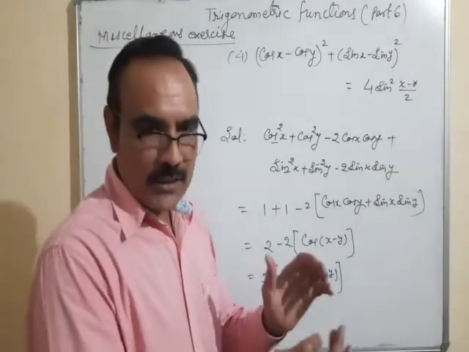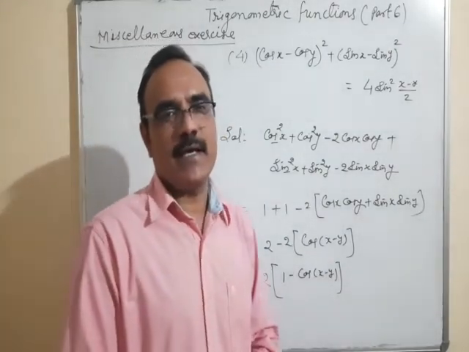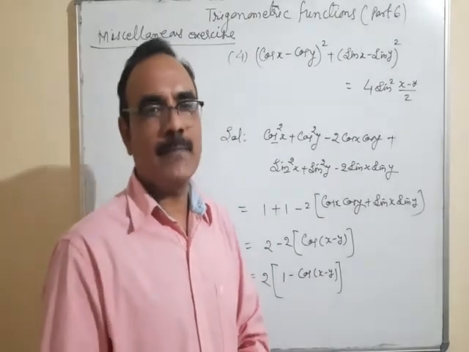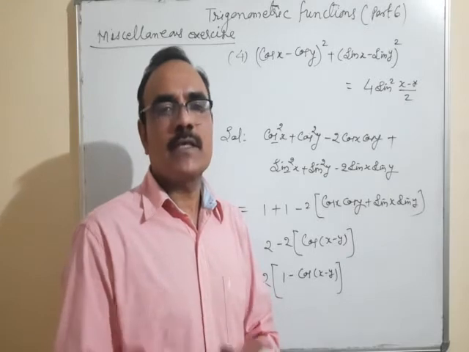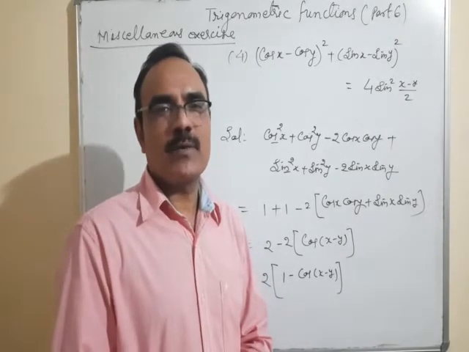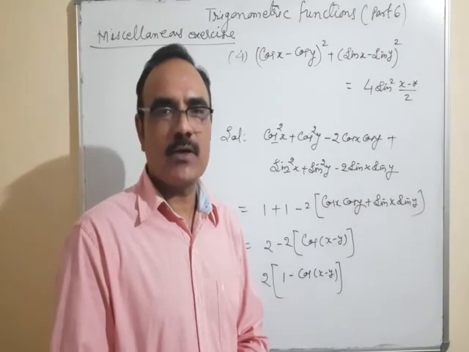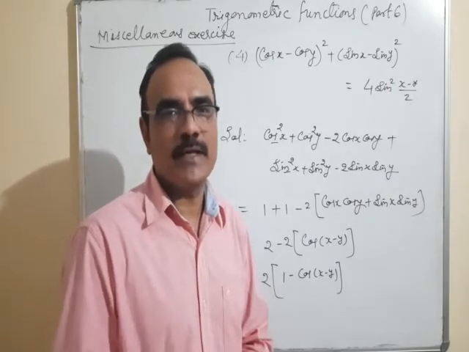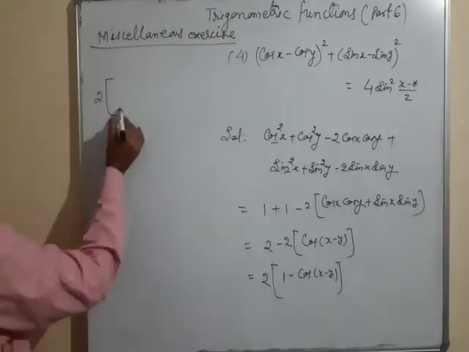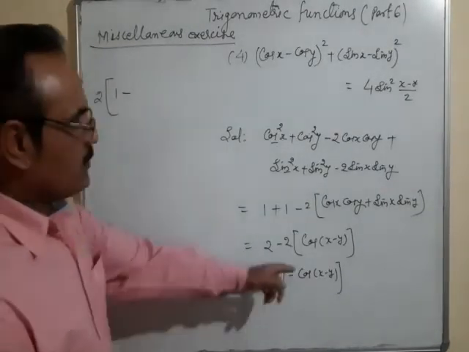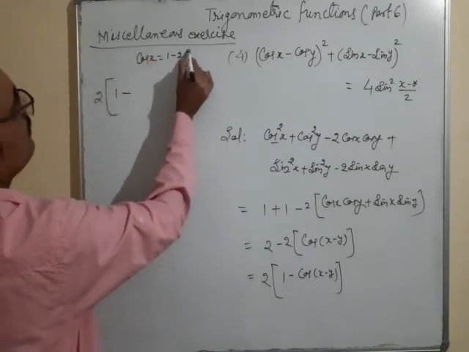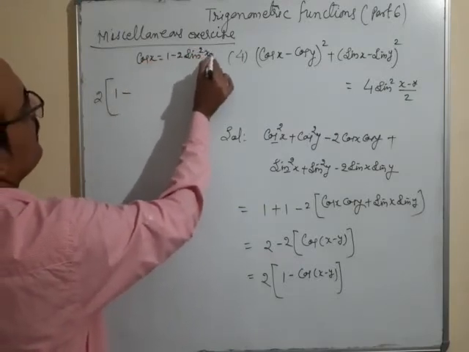So this cos will be converted into the form of sin, and I have told you that there are 3 formulae for the half angle type of cos. One is cos x equals cos square x by 2 minus sin square x by 2. Second is cos x equals 1 minus 2 sin square x by 2, and third is cos x equals 2 cos square x by 2 minus 1. So 2 into 1 minus, here I am using the formula cos x is equal to 1 minus 2 sin square x by 2.